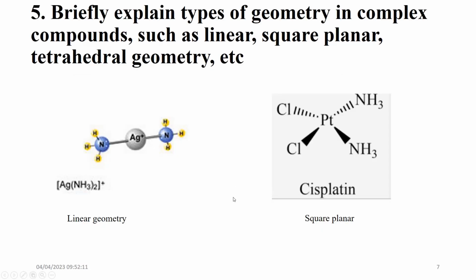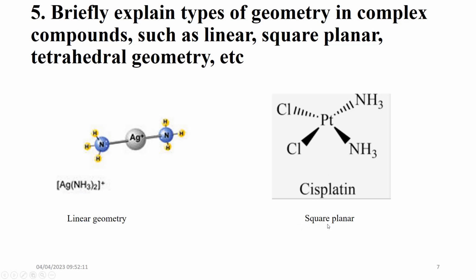Okay, we have question number 5, which asks to explain types of geometry in complex compounds such as linear, square planar, tetrahedral geometry, etc. This is an example of a linear geometry compound, which is diamminesilver(I). This one is our example of a linear complex, and it has sp hybridization. And this one is cisplatin.